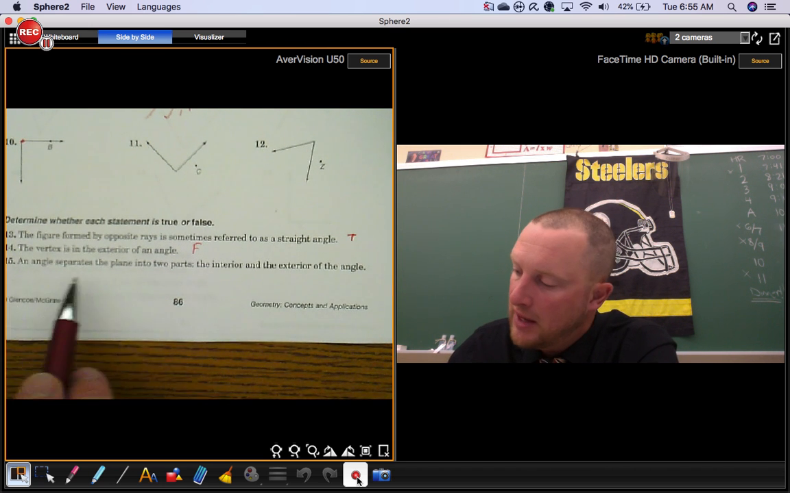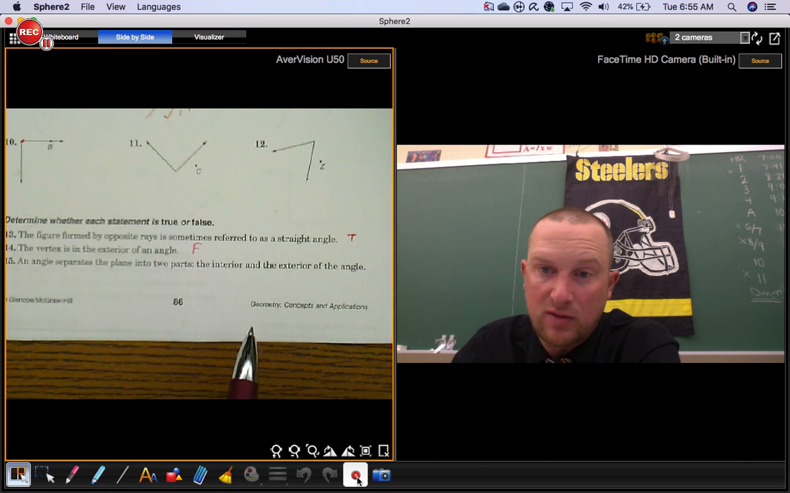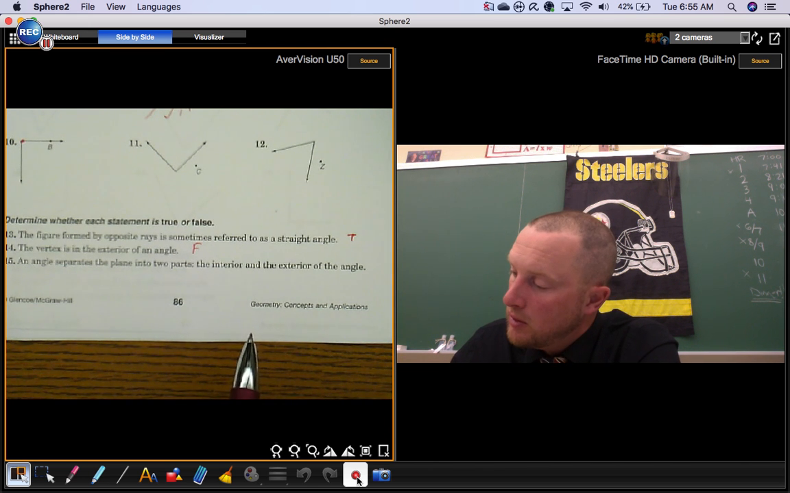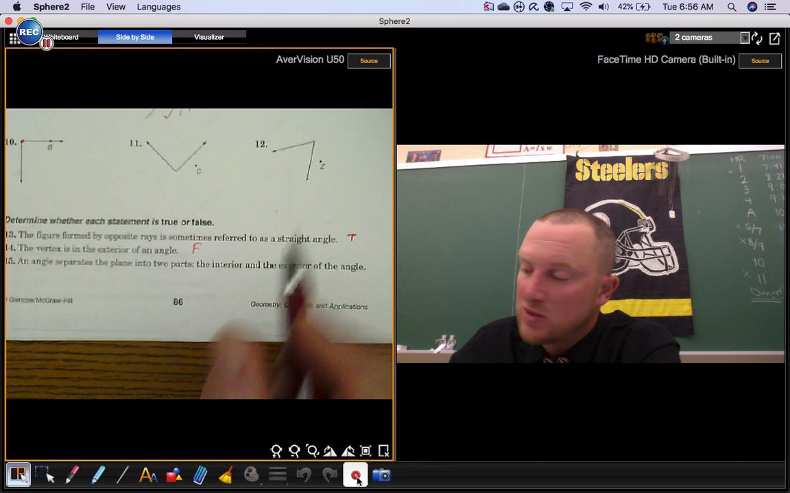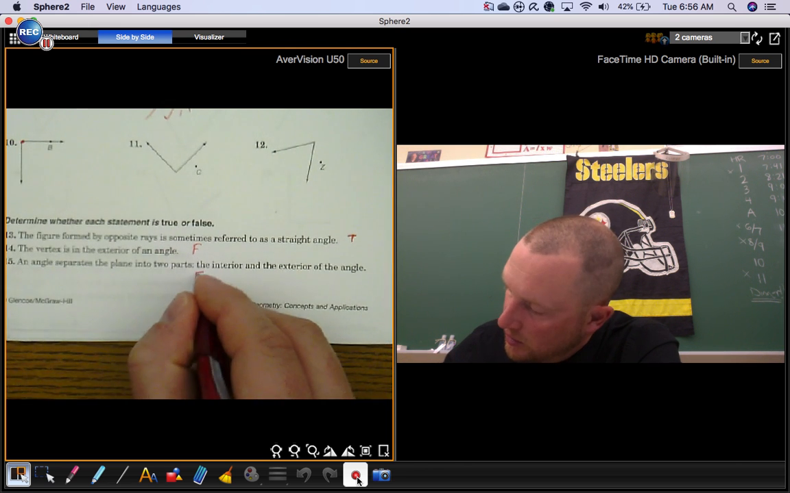Number 15. An angle separates the plane into 2 parts, the interior and the exterior of the angle. Yeah, for the most part, unless, again, you live on the angle. So I'm going to put false.